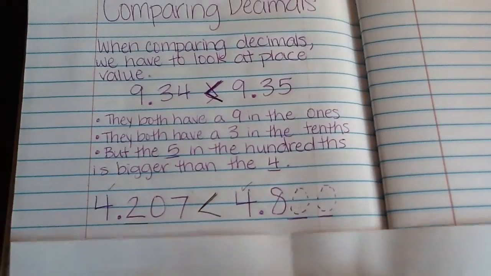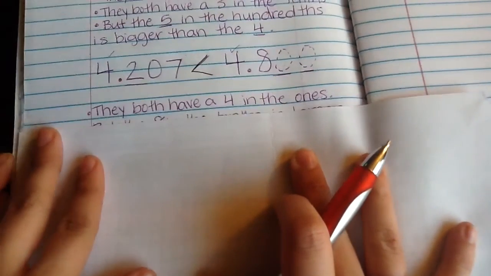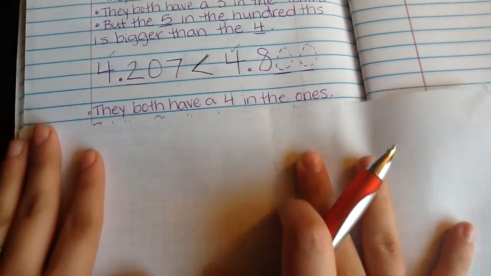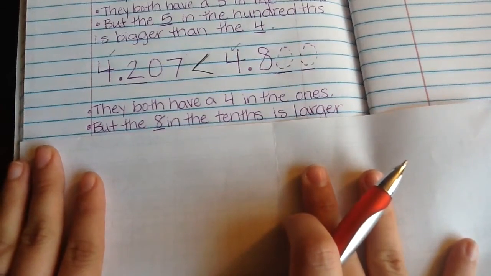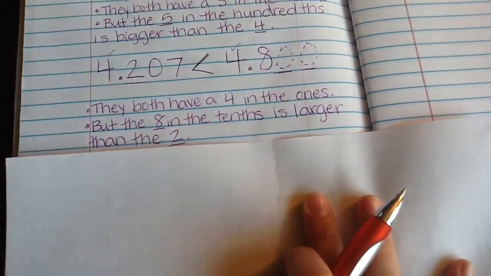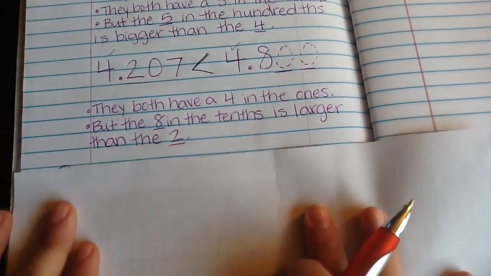All right. Now we're going to do another practice problem. So let's scoot this up. Oh, first we need to write this down. They both have a 4 in the ones. Go ahead and write that. But the 8 in the tenths is larger than the 2. Please write that down. Once you have it written down, now we're going to do our example.